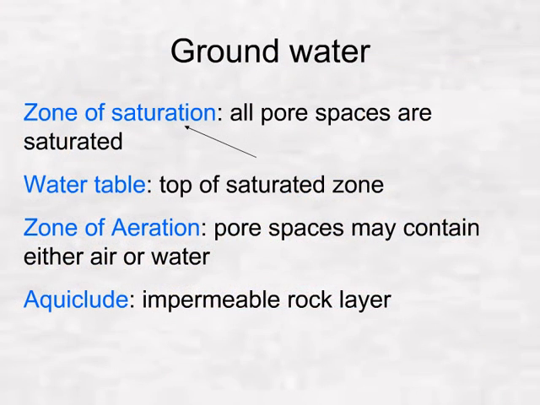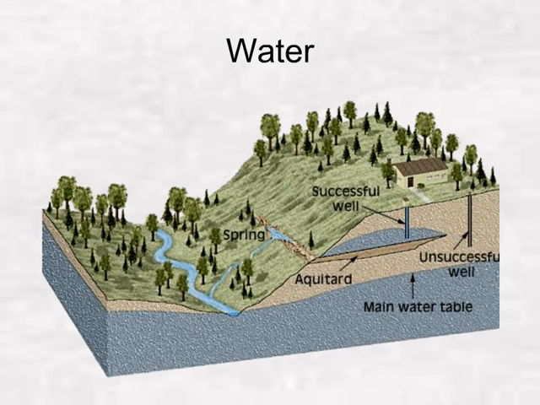These are a few terms you should remember. Here's another depiction of the groundwater zone. We could see the main water table, and where it intersects the surface you have a stream, and water from the groundwater is seeping into the stream, keeping it going.